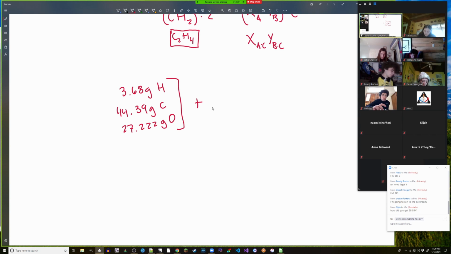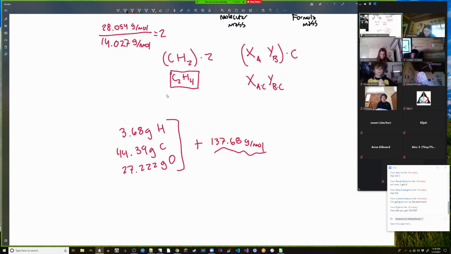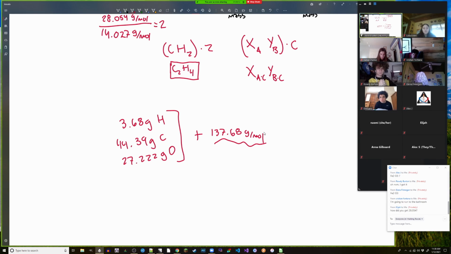And I would also give you the fact that the whole molecule, the entire molecule, had a molecular mass of, say, 137.68 grams per mole for the entire molecule, right? That'd be the extra bit of information that you were given. It's exactly the same as this. You just have to be given it. There's no other way to calculate it.